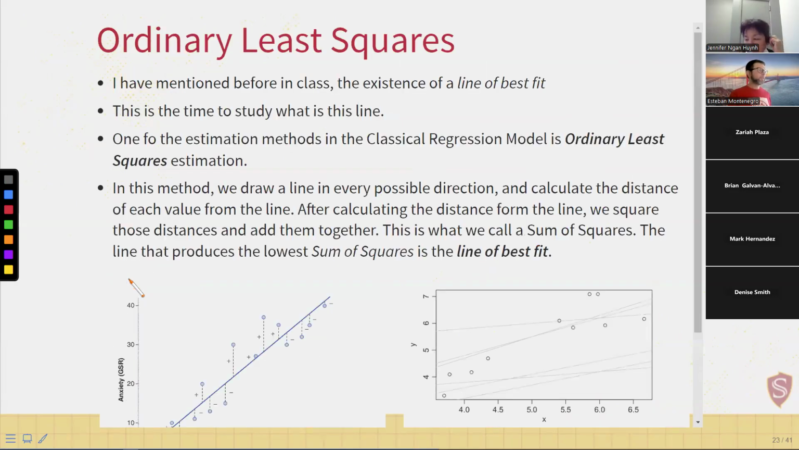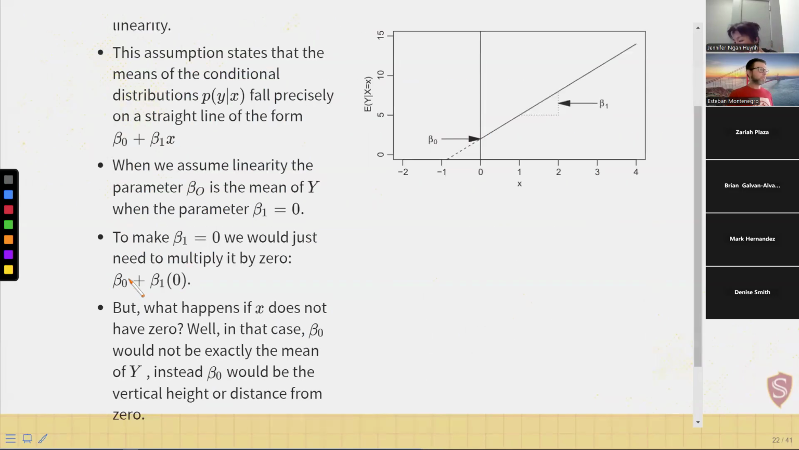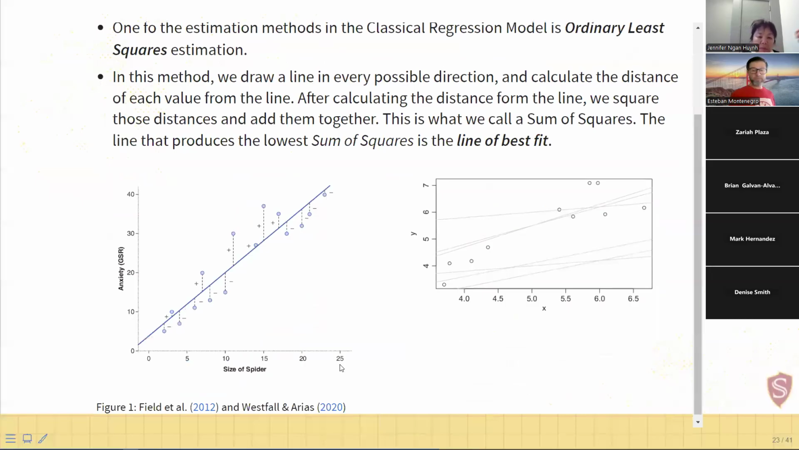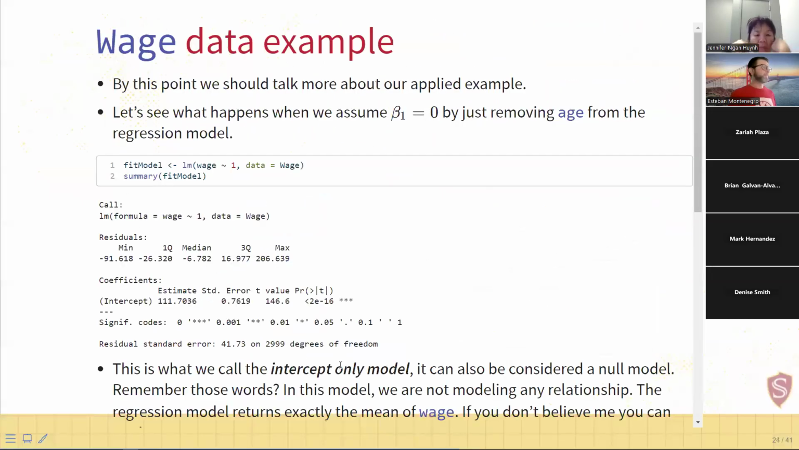And in fact, I gave you an example, I believe. Let me check. And the next slide right here.